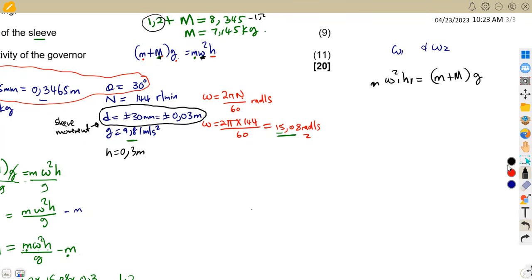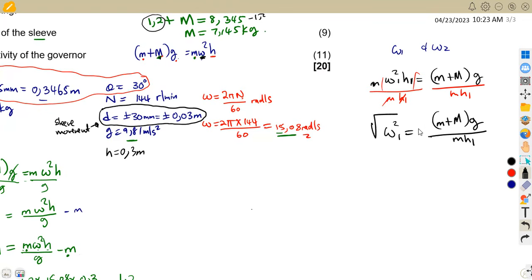By making omega 1 the subject, we can simply divide by mass and H1 on both sides, so this can cancel. So omega 1 squared is equivalent to the mass of the rotating balls plus the mass of the sleeve times gravitational acceleration over m H1. Then we can introduce the square root on both sides. So omega 1 is equal to the square root of this whole part that we are given.